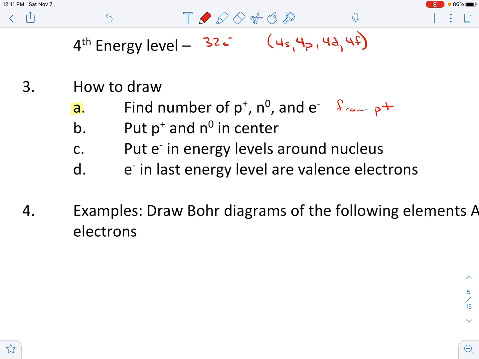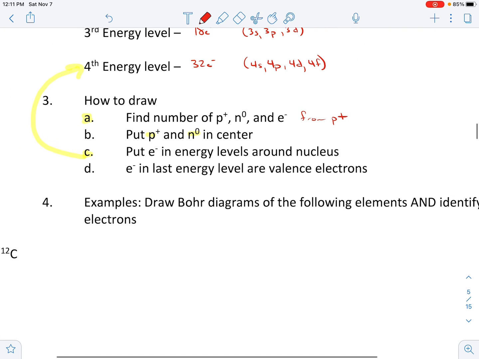Then we're going to put our protons and neutrons in the center, because remember, they are located in the nucleus, and the center is the nucleus. Then we're going to put our electrons in energy levels around the nucleus using this information from up there. And then we are able to identify which electrons are in the valence shell, because they are in the last energy level. And we'll do that as we go here.